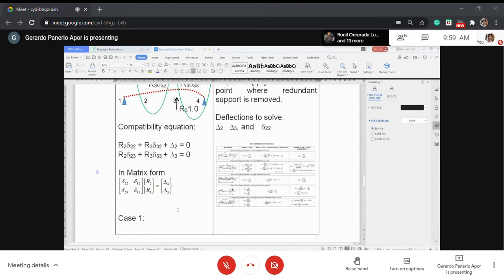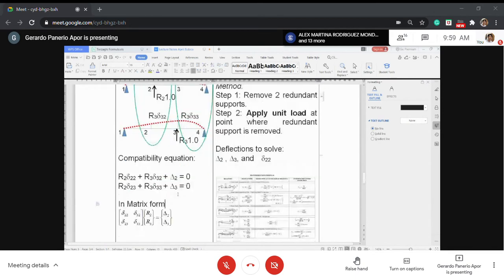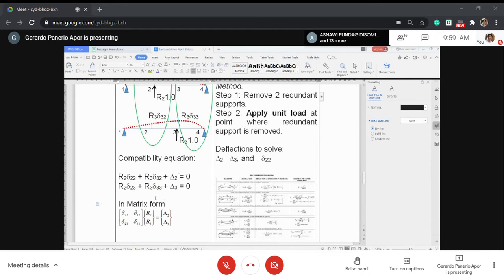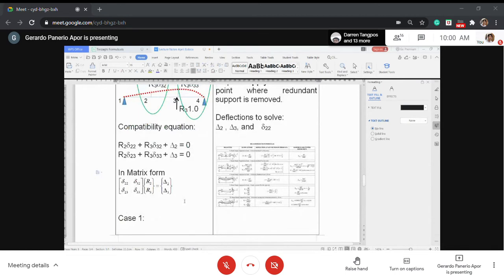Okay. Basically, here, because of symmetry, delta 2 and delta 3 are equal. And one thing that is equal is delta 3,2 and 2,3. If you swap the numbers, they are equal. Like for example, 3,2 is the same as 2,3. We call the law that proves that Betti's law, the law of reciprocal. I forgot the next word.